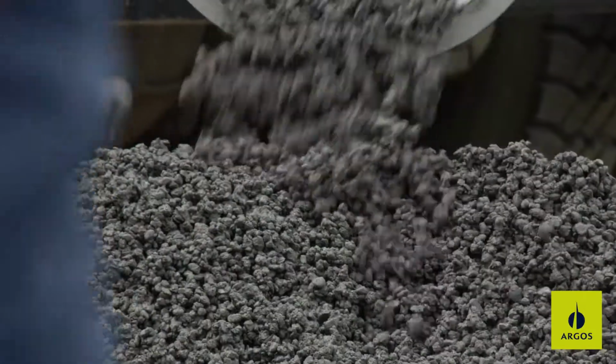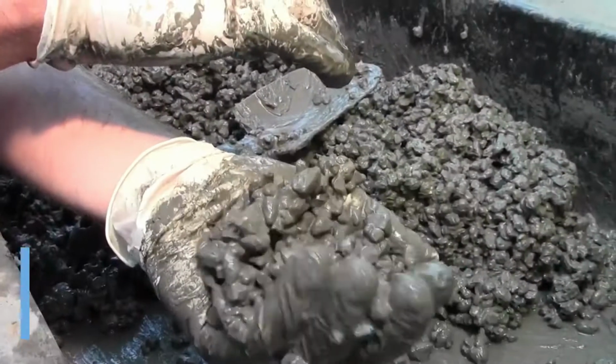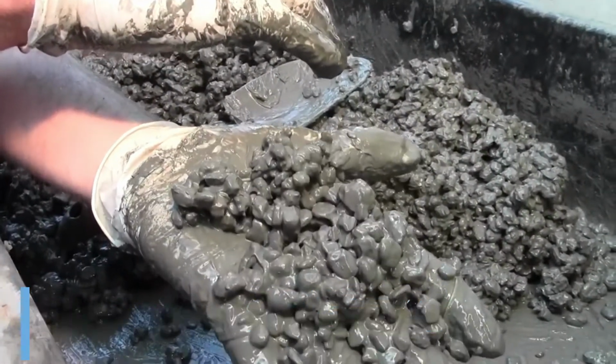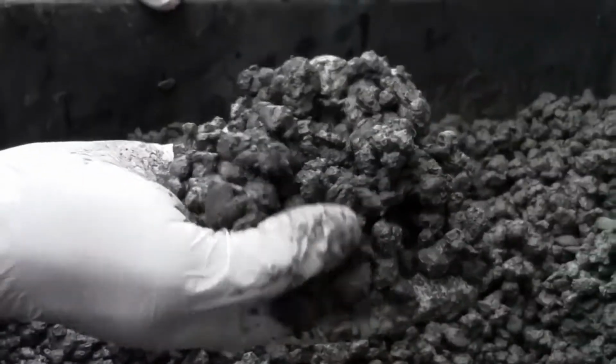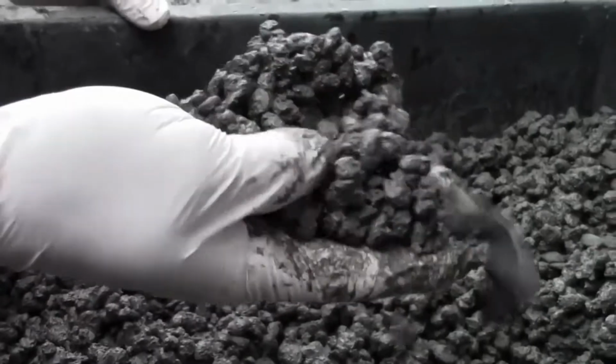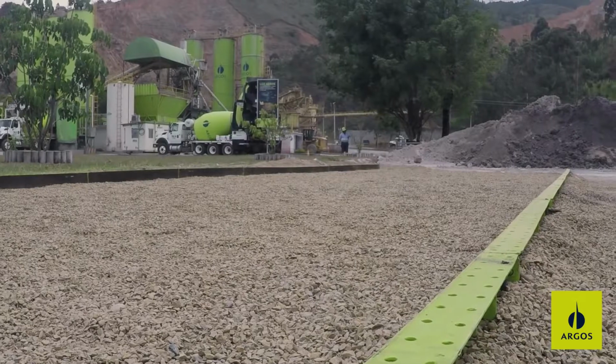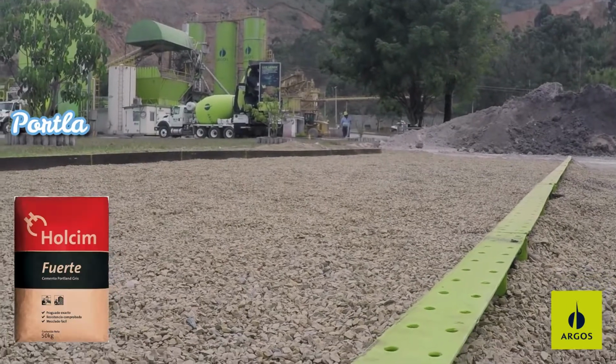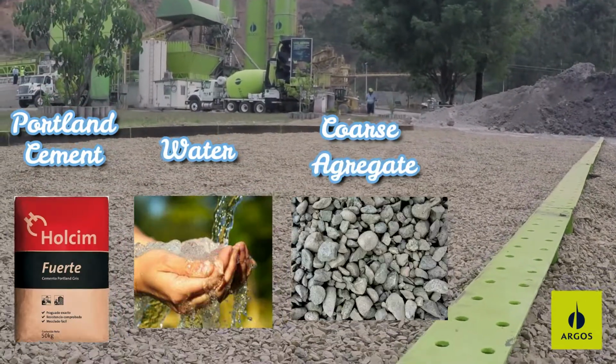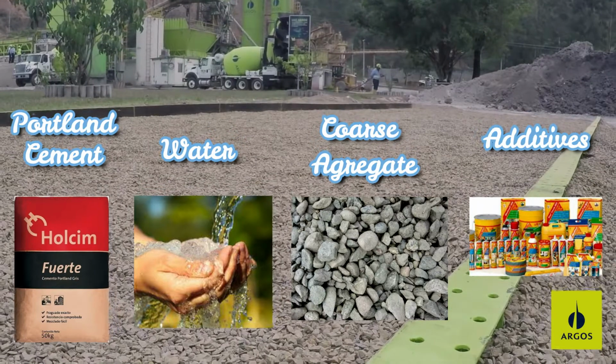Pervious concrete refers to a special concrete in which there is a higher percentage of voids, which is achieved by reducing or not placing fine aggregates in the mix. Hence, it is sometimes referred to as a concrete without fines. Otherwise, pervious concrete continues to make use of Portland cement, water, coarse aggregate, and additives if needed.